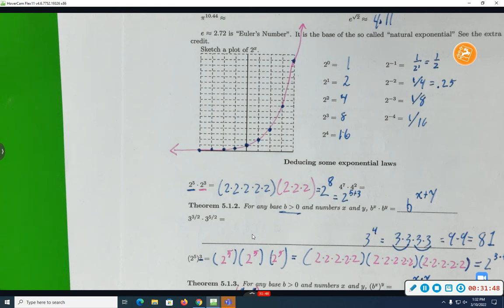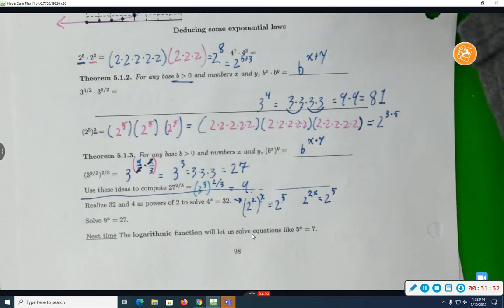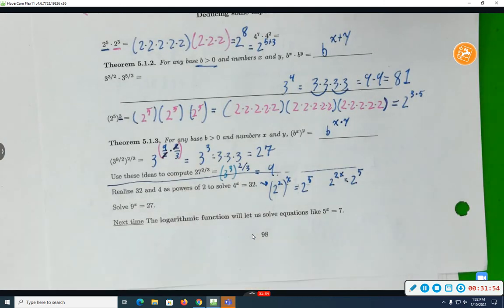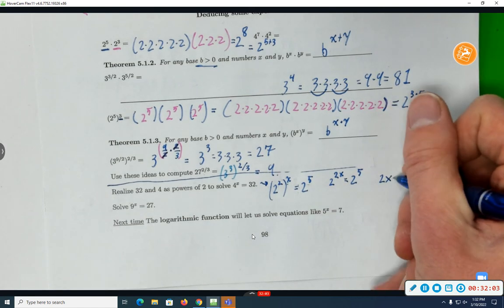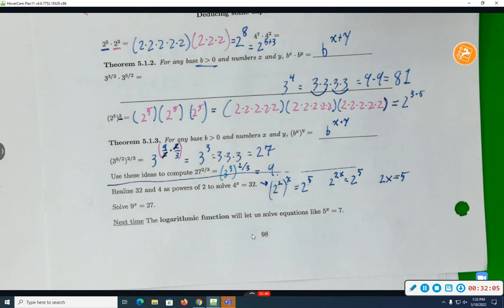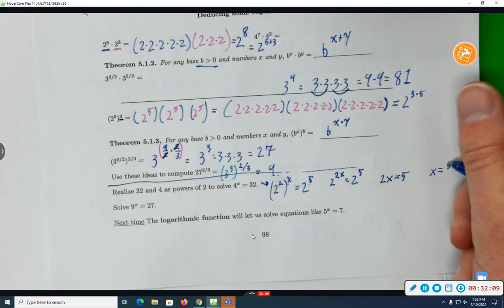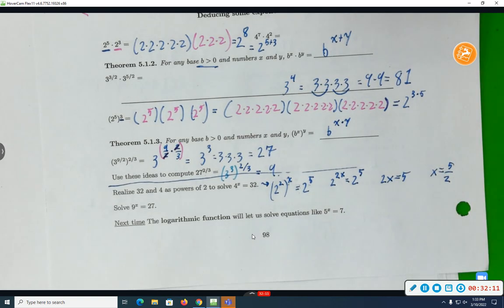So, do I see a situation there that I can now simplify in the equation I was actually working on? So how can you rewrite 2 to the 2x equals 2 to the 5th? 2x equals 5. All right, so what's x? 5 halves. So you can use these tricks to solve some equations.